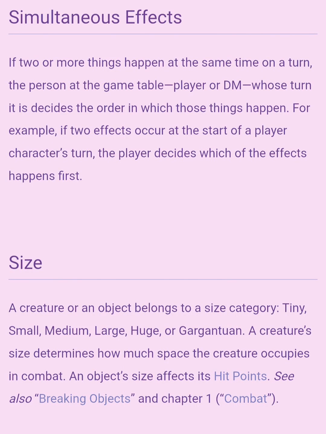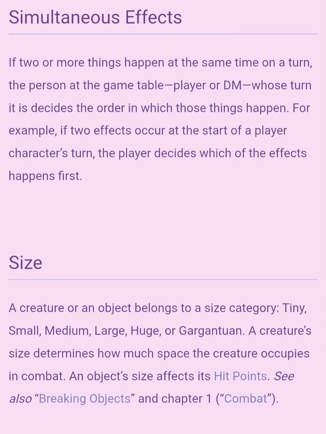Simultaneous effects. If 2 or more things happen at the same time in a turn, the person at the game table, player or DM, whose turn it is, decides the order in which those things happen. For example, if 2 effects occur at the same time at the start of a player's character's turn, the player decides which of the effects happens first.